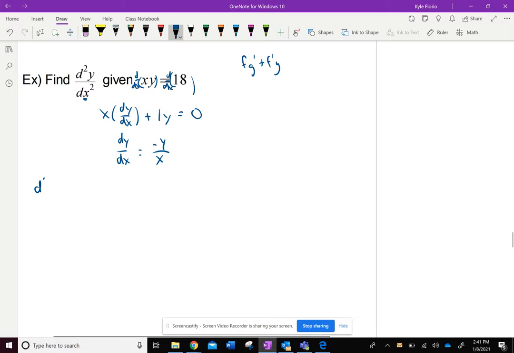For the second derivative of y with respect to x, we're going to have to do the quotient rule. So again, it's the bottom function, low d high minus high d low over low low. So it's going to be the bottom function times the derivative of the top. The derivative of negative y is negative dy/dx. Minus the top function times the derivative of the bottom function, which is 1. All over the bottom function squared.